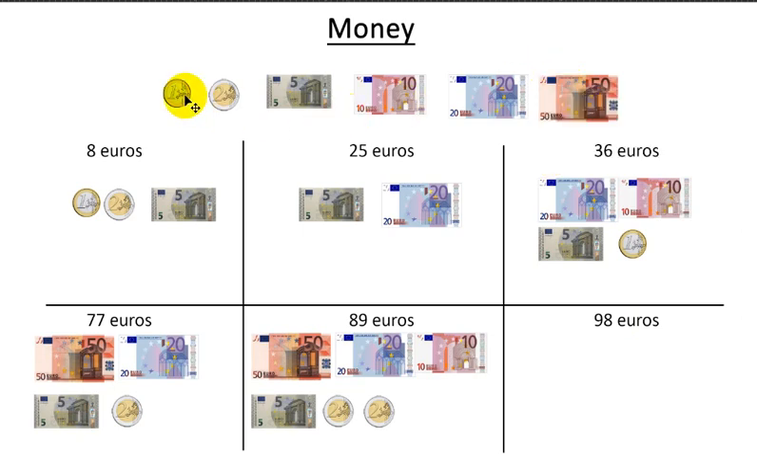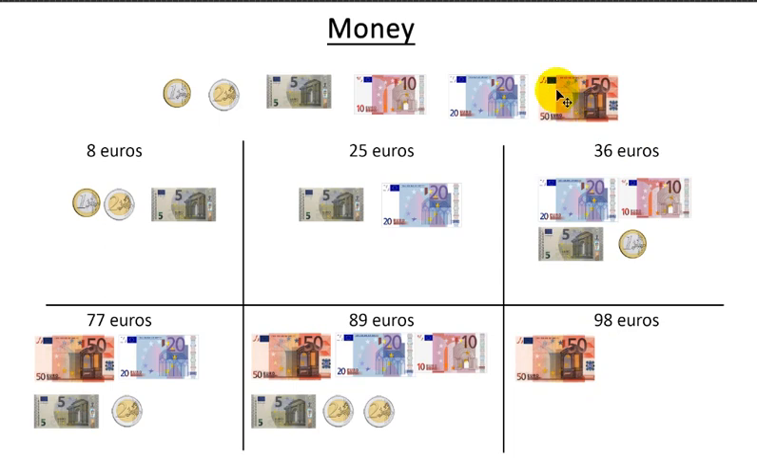Now imagine here you had to make 98. You had to count 98 euro coins. 1, 2, 3, 4, 5. And then the cashier had to count them. That's way too slow. So instead, I'm just going to put in a 50.